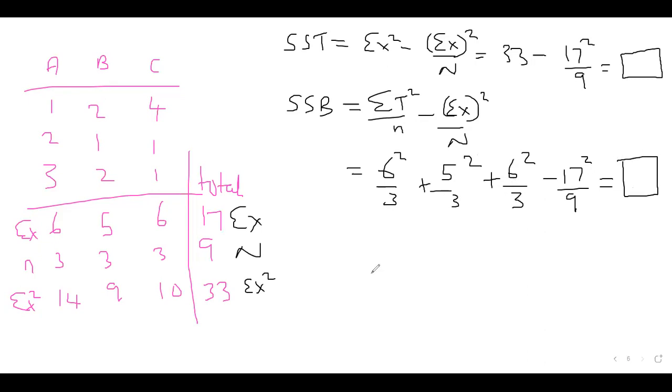Sorry, before you proceed, I wanted to find out what is the correction term. This 17 squared over 9 is happening everywhere, it's found everywhere. It's a correction term.